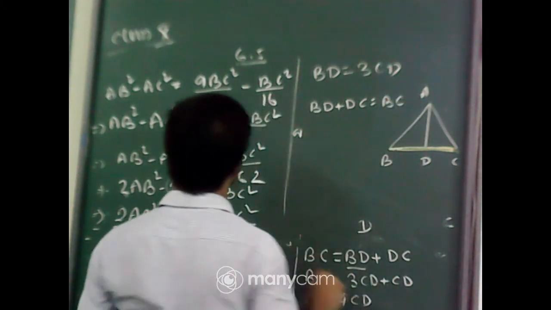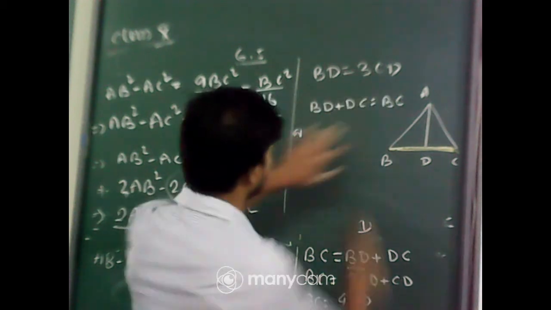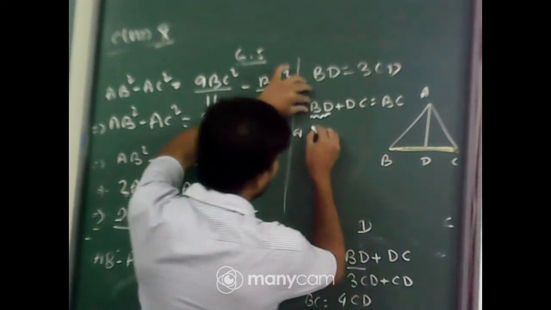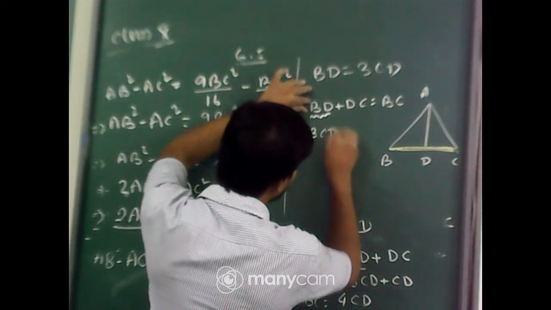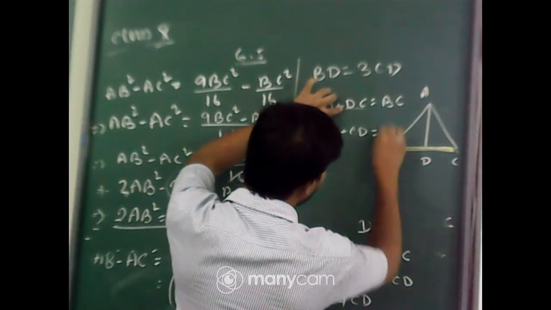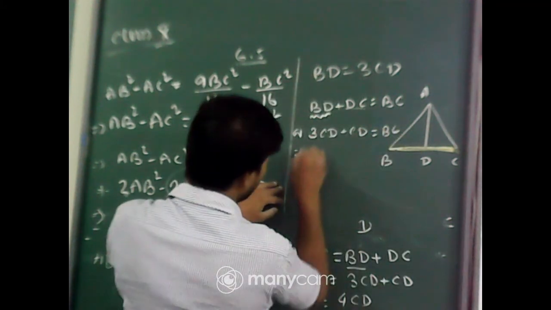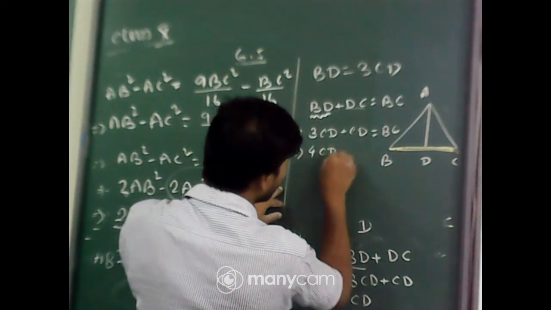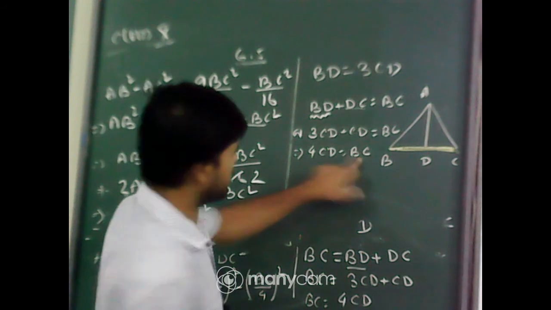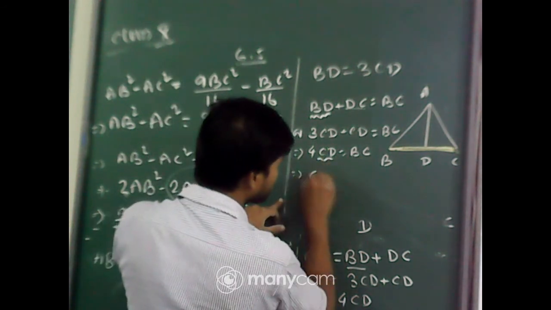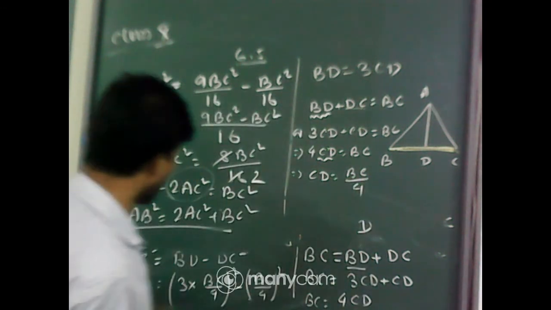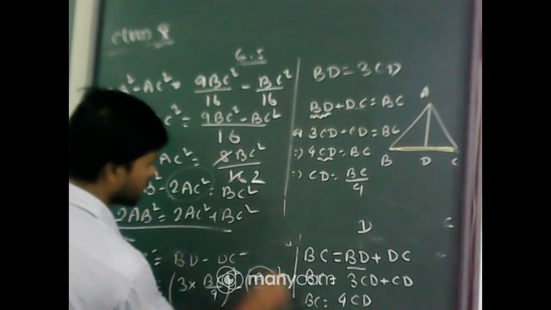Now look, it is given that BD equal to 3CD. So in place of this BD, put 3CD. So in place of BD, we are putting 3CD plus CD is equal to BC. That means 4CD is equal to BC. So what is the value of CD? BC by 4. So we put BC by 4 in place of CD.